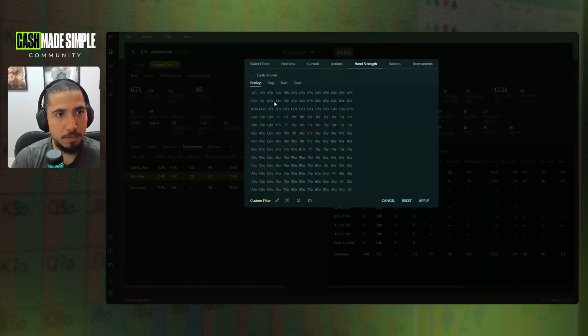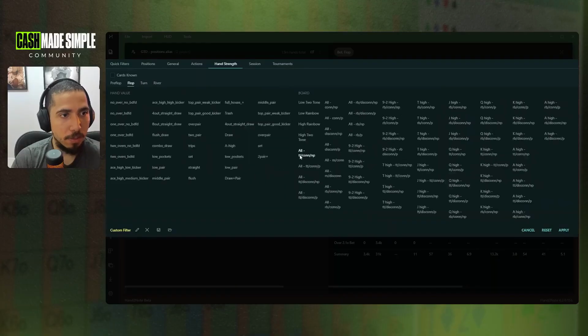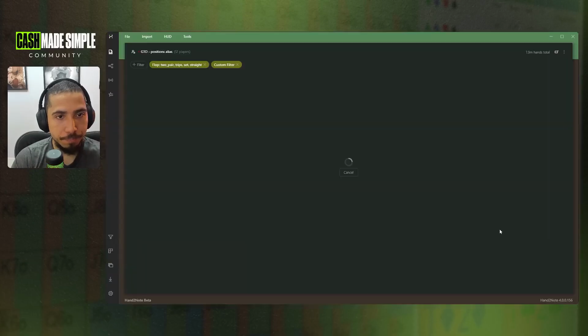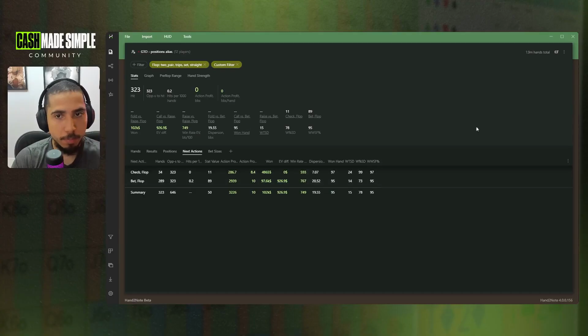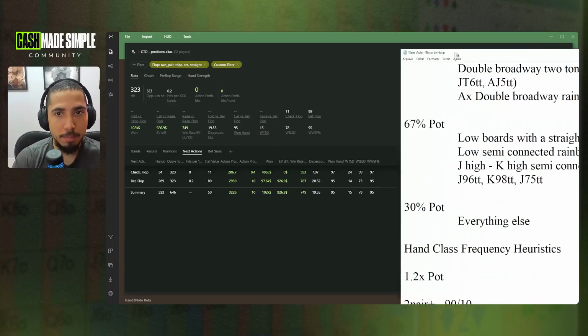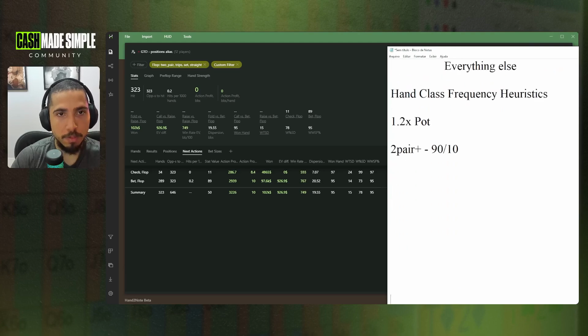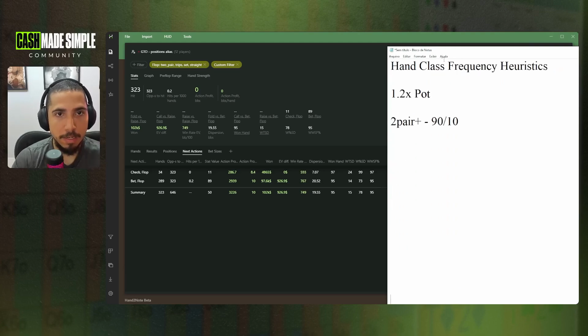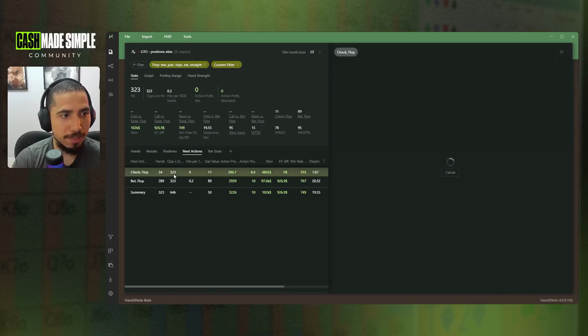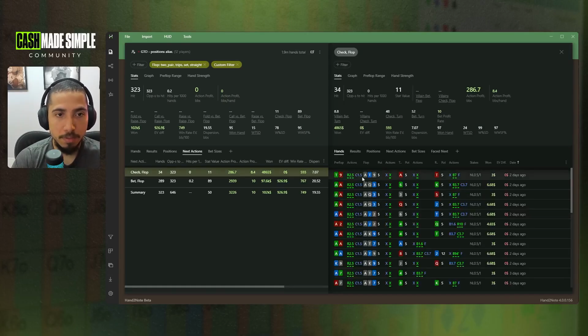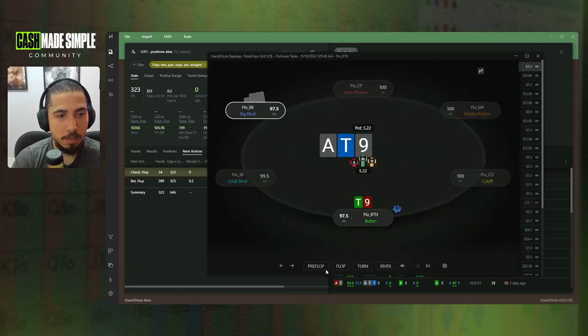First place to start is with the two-pair plus hands. So what is a hand class frequency heuristic for us to use with two-pair plus on these boards? We're not going to have straights, so that was stupid. So for two-pair plus, we can see that it's 90-10. So just a tiny amount of slow plays. Let me put that on screen for you guys. 90-10 two-pair plus on those boards. Only a tiny amount of checks, but still it is something.